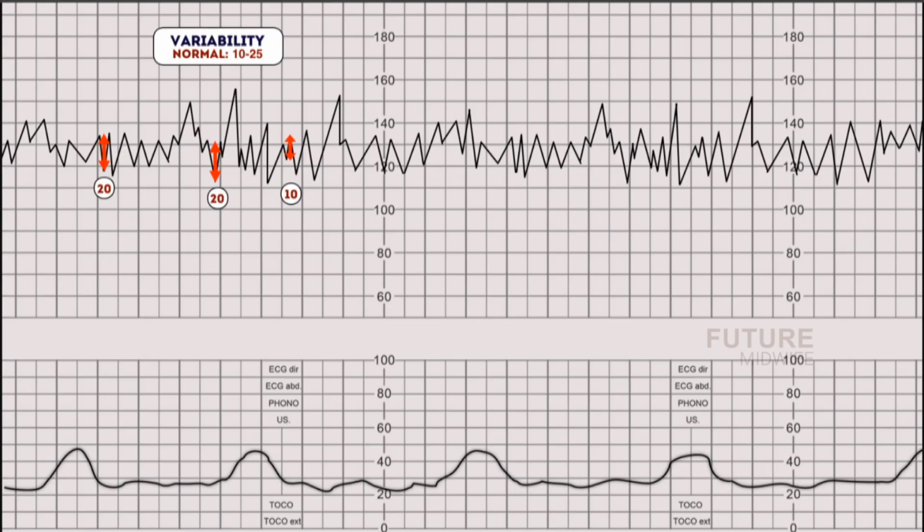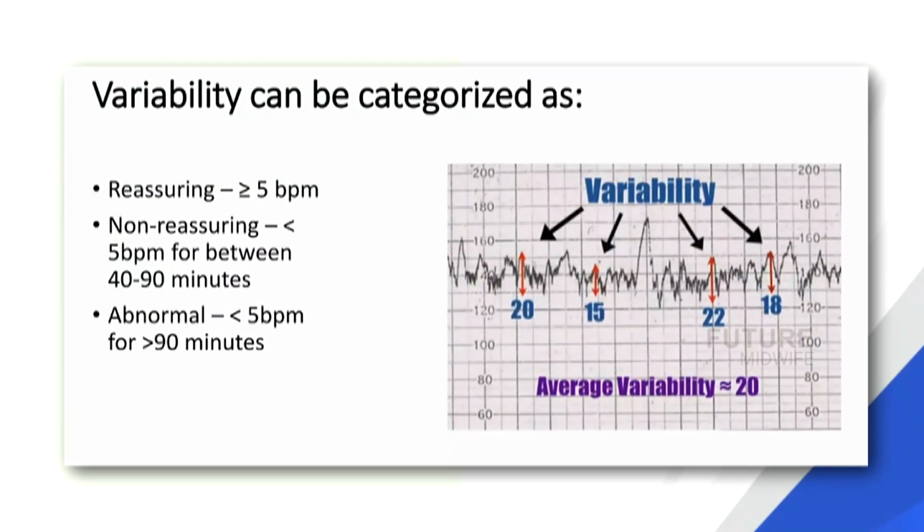Normal variability is between 10 to 25 beats per minute. To calculate variability, you look at how much the peak and trough of the heart rate deviate from the baseline rate. In this strip, we can identify that the average variability will be around 20.